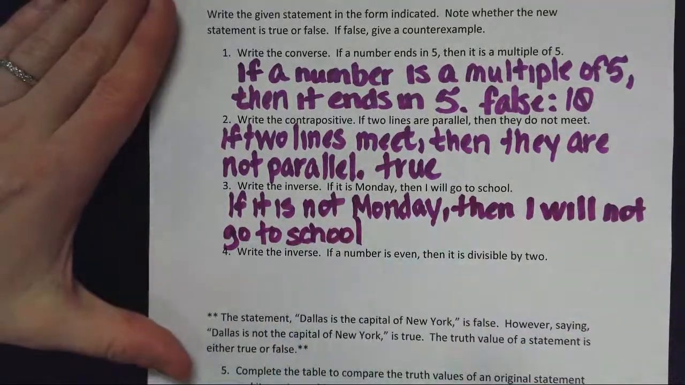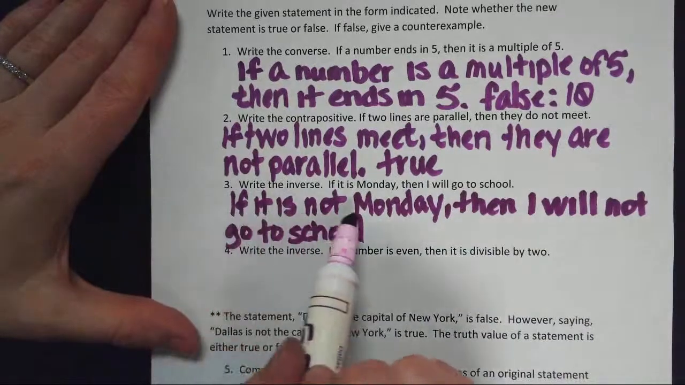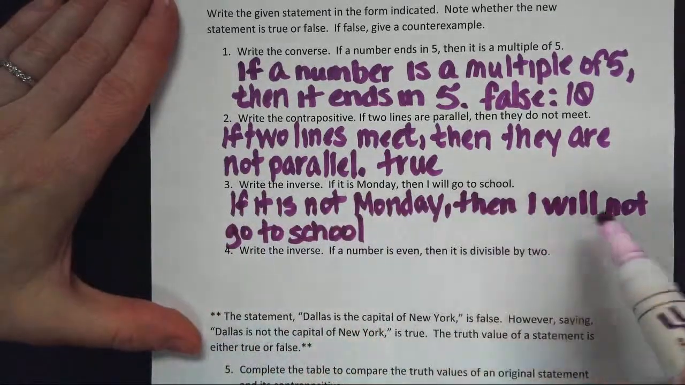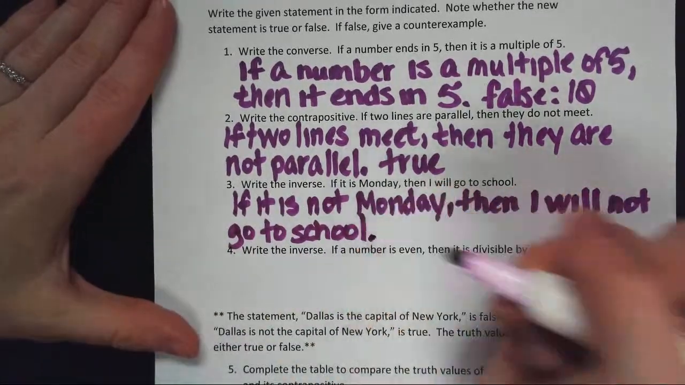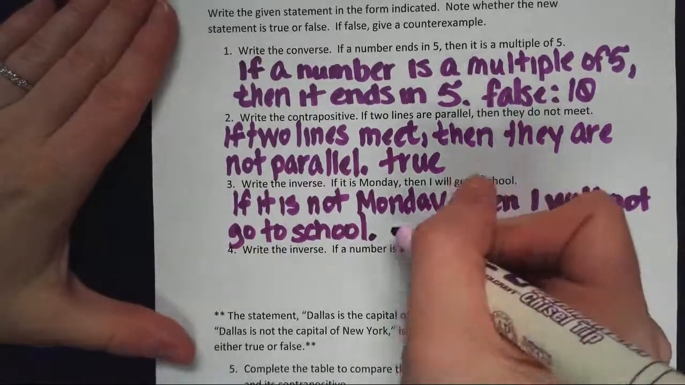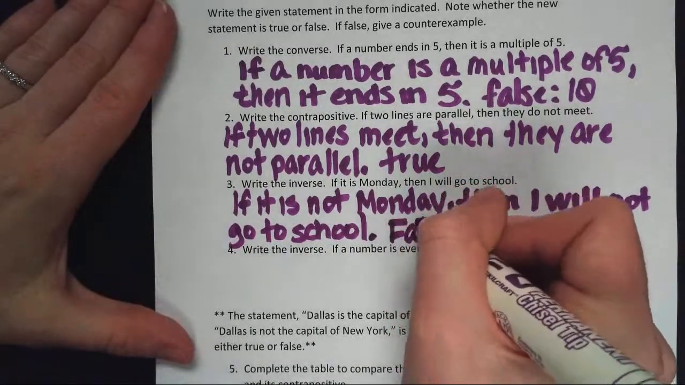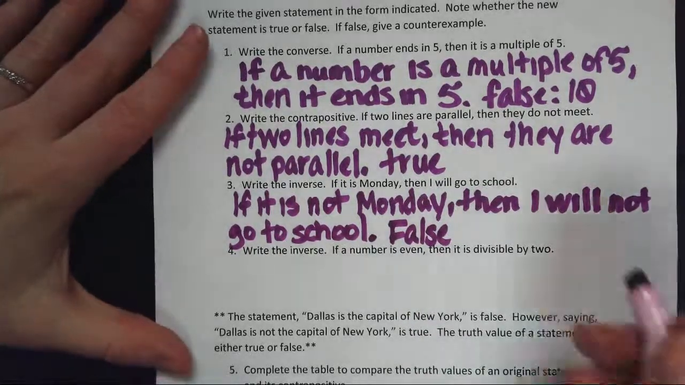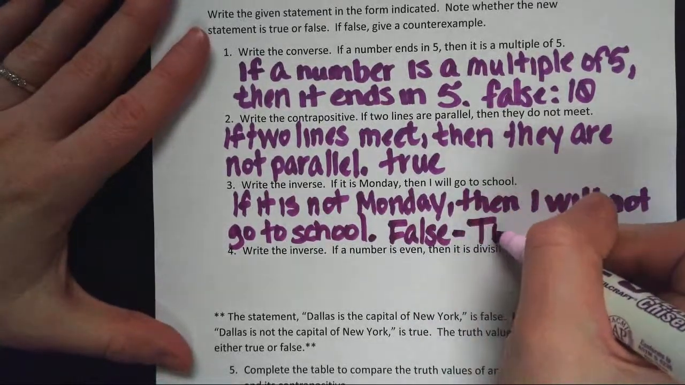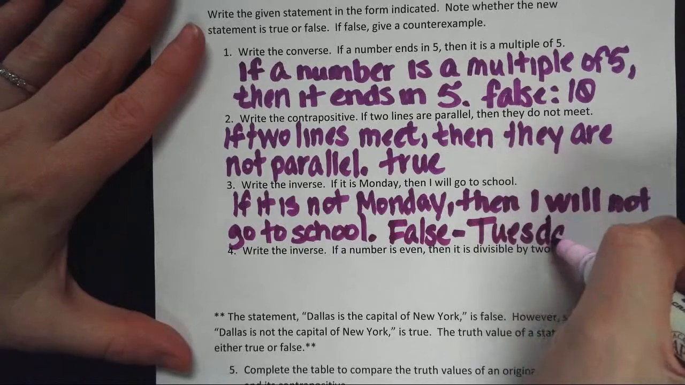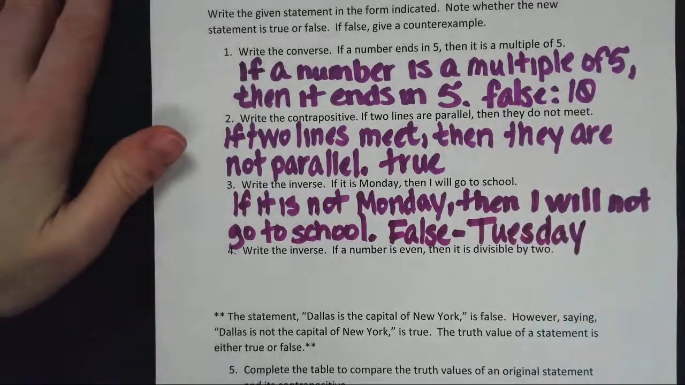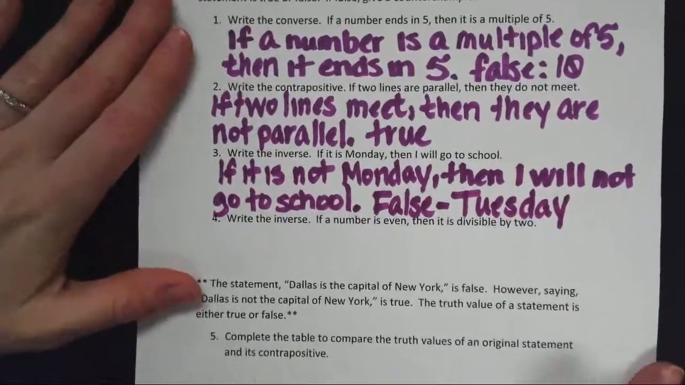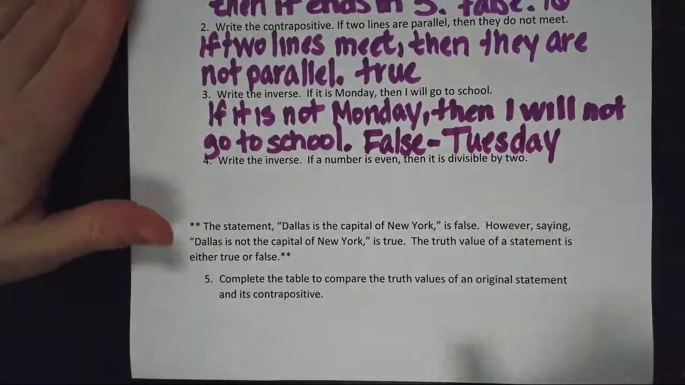All right, so this new statement says that if you pick a day, any day that's not Monday, then you will not be going to school. And we need to evaluate whether this is true or false. Okay, so this is definitely false. If you pick some day that's not Monday, there's still a chance you might be going to school. An example would be, for instance, Tuesday, or Wednesday, or Thursday, or Friday. All right, number 4.